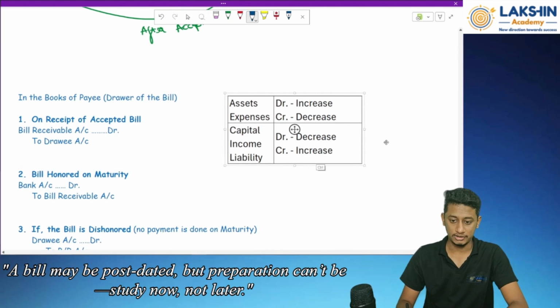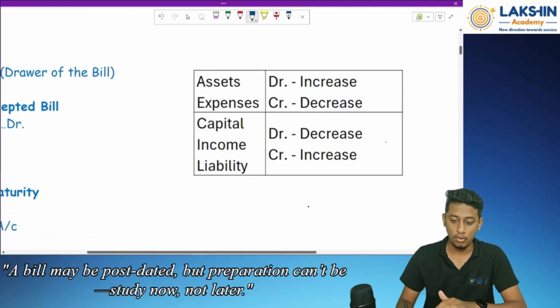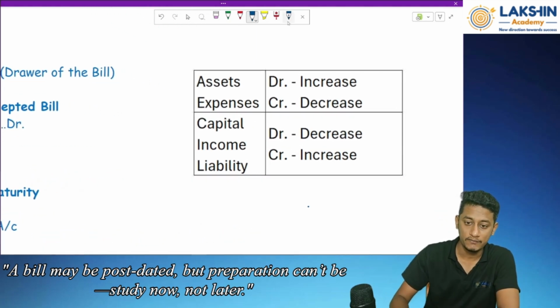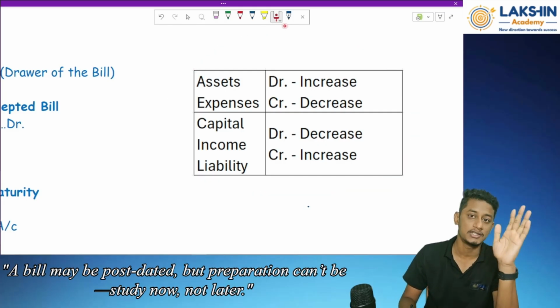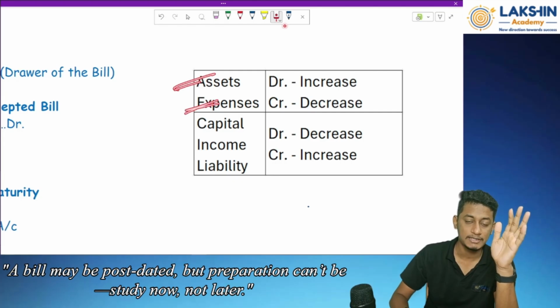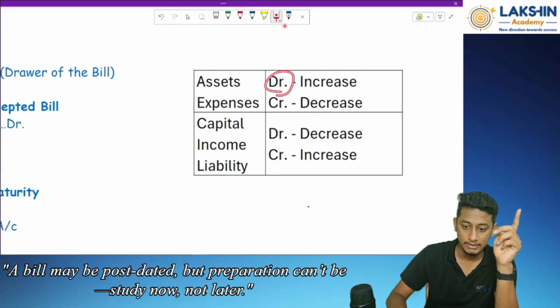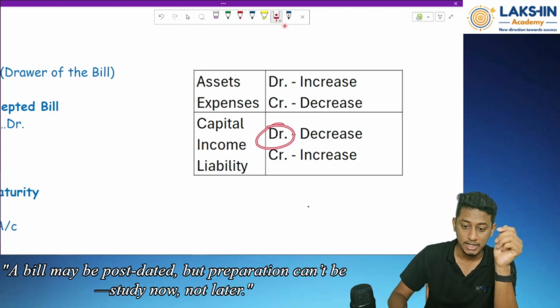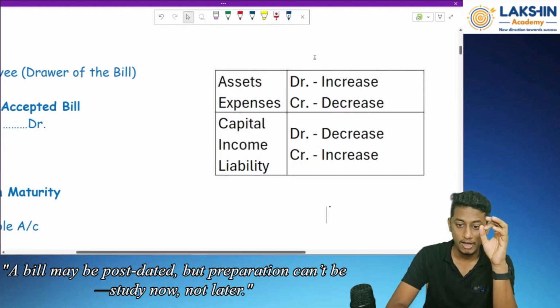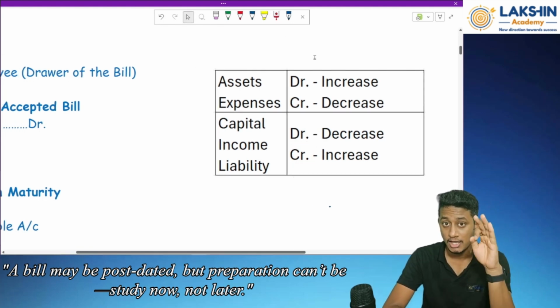So let's look over here. The whole chapter will revolve around these particular things. Asset and expenses are one family, where debit increases and credit decreases. Whenever I debit, my balance increases, and whenever I credit, my balance decreases. Same goes with family number 2: capital, income and liability. In that case, any debit will decrease the value, any credit will increase the value. This is how it works. Clear?